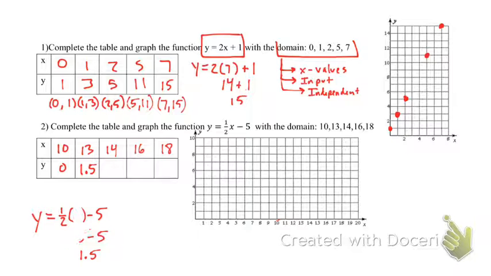So now I'm going to plug in 14. Half of 14, or 1/2 times 14, is 7. Bring down the negative 5, you get positive 2. All right, next number we're plugging in is 16. 1/2 times 16, or half of 16, is 8, minus 5, that gives me positive 3.